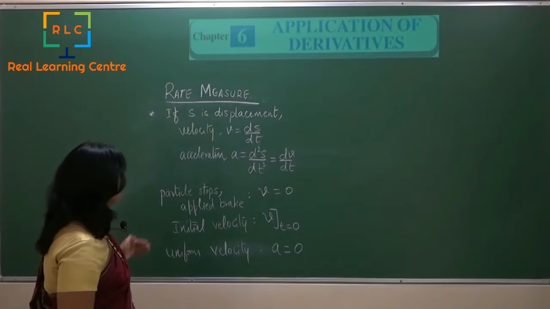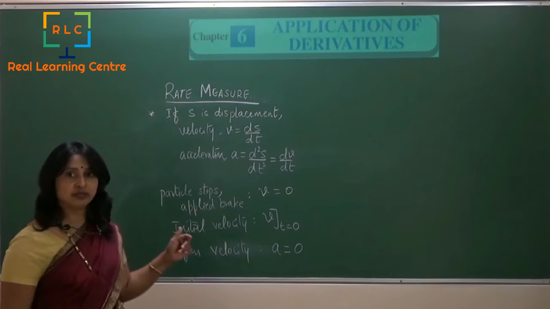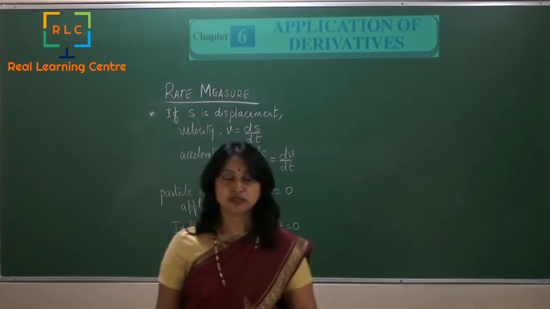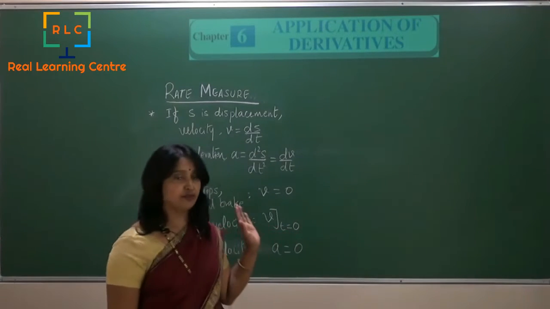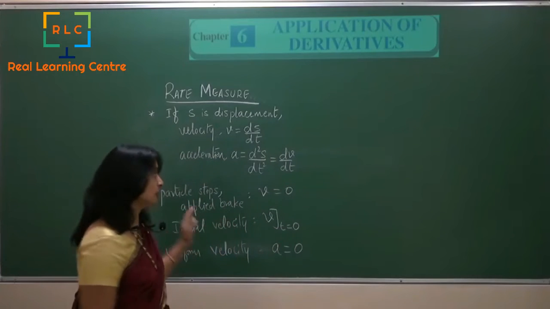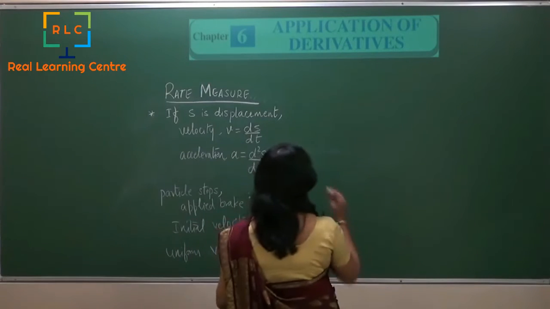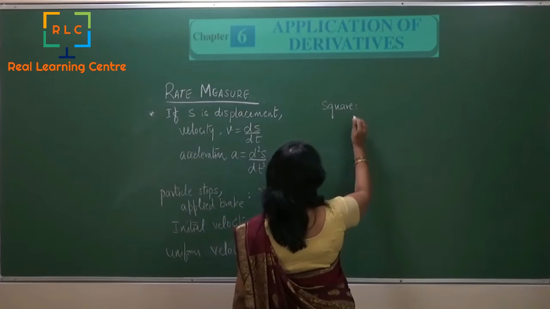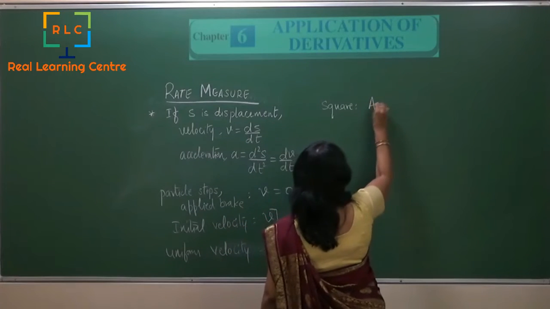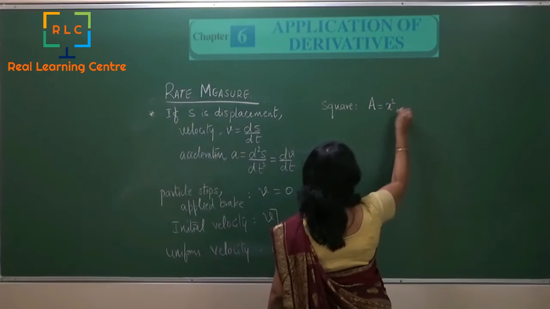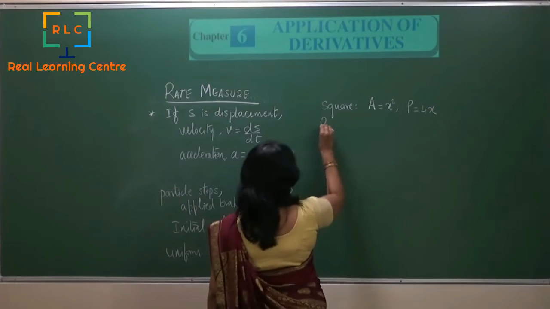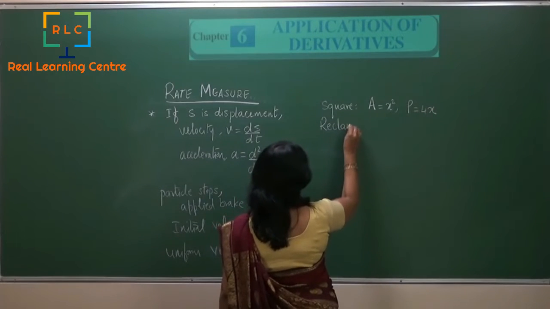Okay, now these are some things I had to tell about rate measure with respect to displacement. But when it comes to your NCERT syllabus, you don't have the displacement problems. So now I'll come to the 3D figures and the 2D figures, starting from square. For square, you have area is equal to x square and the perimeter is equal to 4x. And we have rectangle.